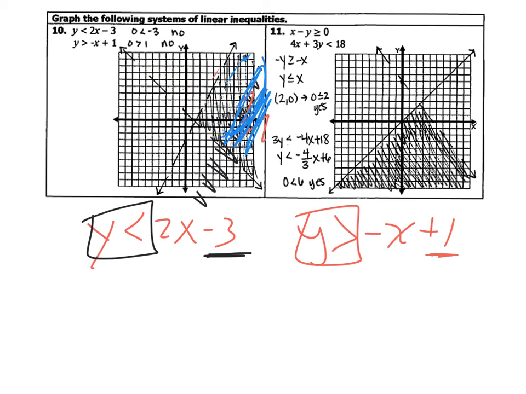So the only part you need to shade, or need to be responsible for, is this double shaded region right there. Anything in that double shaded region, I can pick any point in this region and it will be a solution because it will satisfy both of those equations. Let me erase this and let's talk about the next one.